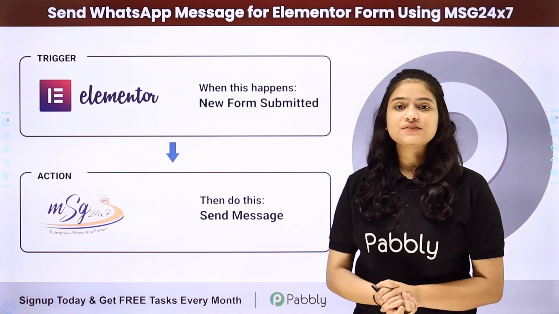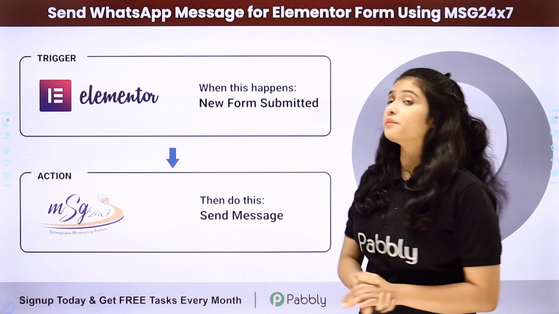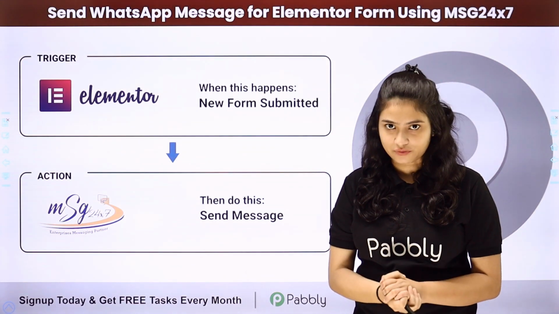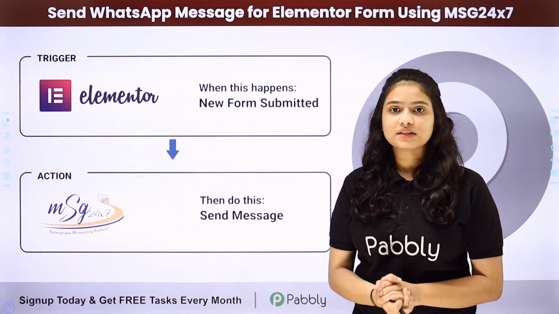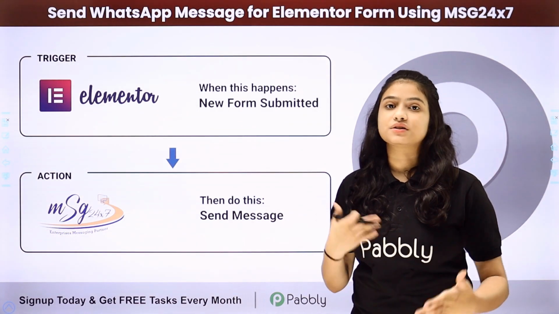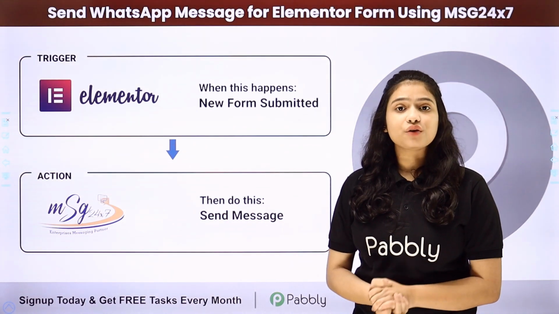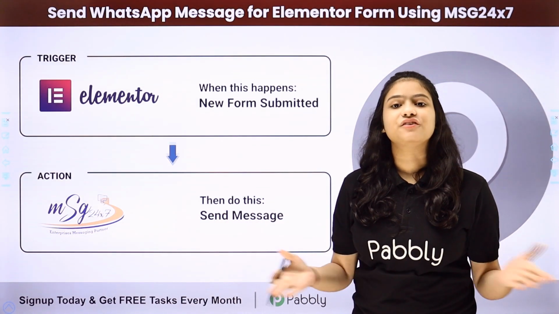Hello everyone, in this video we are going to learn how to send a WhatsApp message for Elementor form submission using message24x7. I want that whenever a new form is submitted in Elementor forms, automatically a WhatsApp message should be sent to the person who has submitted the form by using message24x7. So how are we going to do this process automatically and effortlessly?